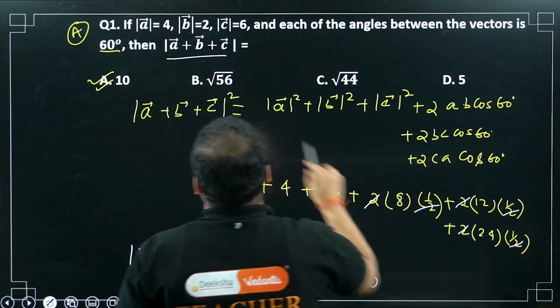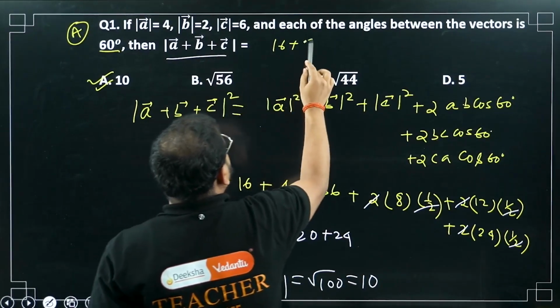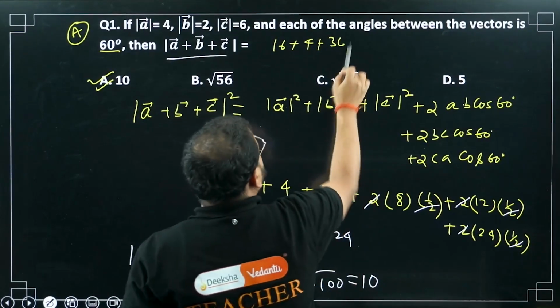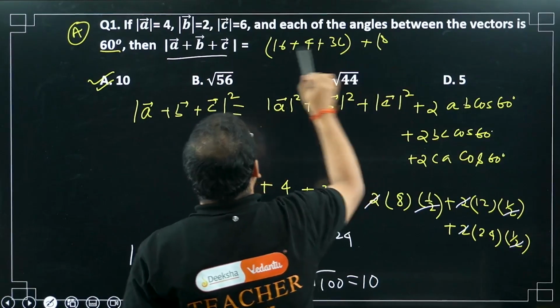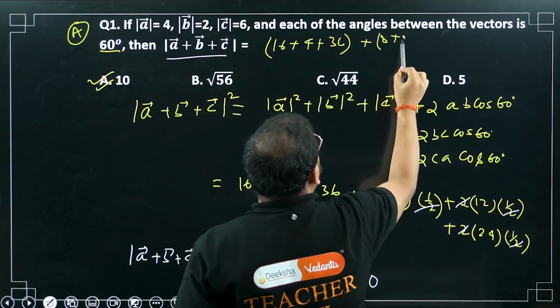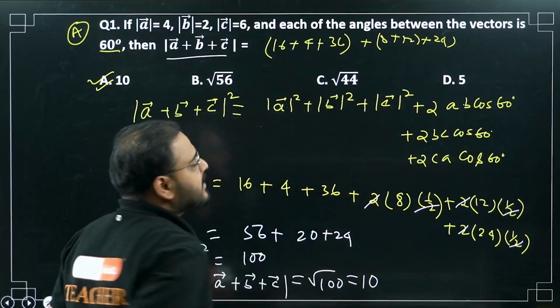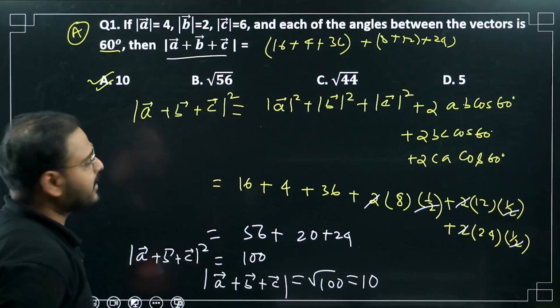Please check. If I take the whole square, 4 square, so 16, this plus 4 plus 36, this is what? 56, this is 56 bacha, okay. The last one, 4 into 2, so plus 8, and 6 into 2, so plus 12, acha, this was 12, okay. And last one is 24, right. Check, 24 plus 20 is 44 plus 56, 100, root will be 10. Answer is option number A.